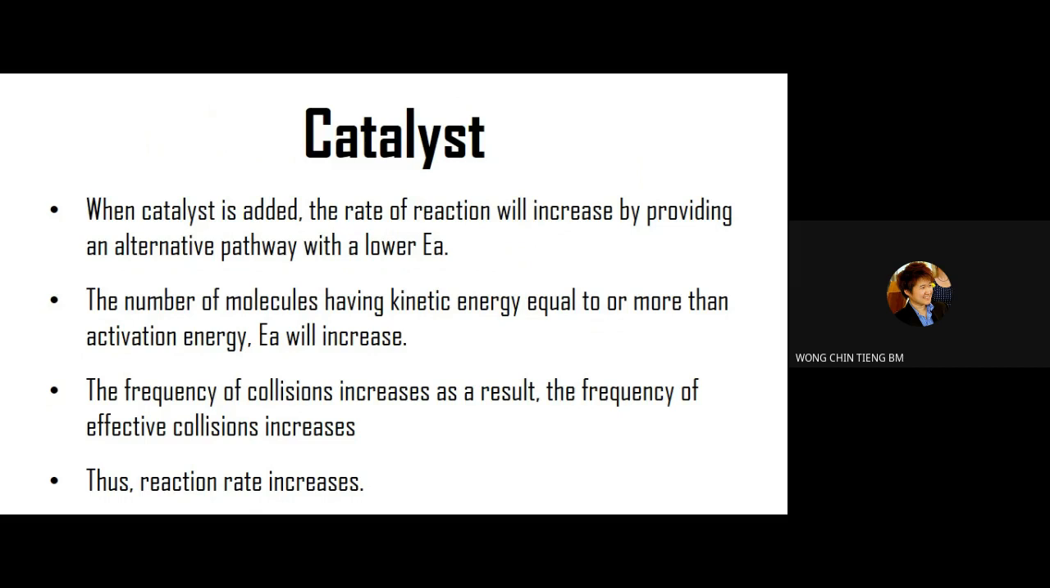Okay, obviously we are not talking about mass. The number of molecules having kinetic energy equal or more than the activation energy will definitely increase. I don't want you to memorize by heart, please. Kalau saya nak kamu hafal, saya tunjuk je, saya suruh hafal.